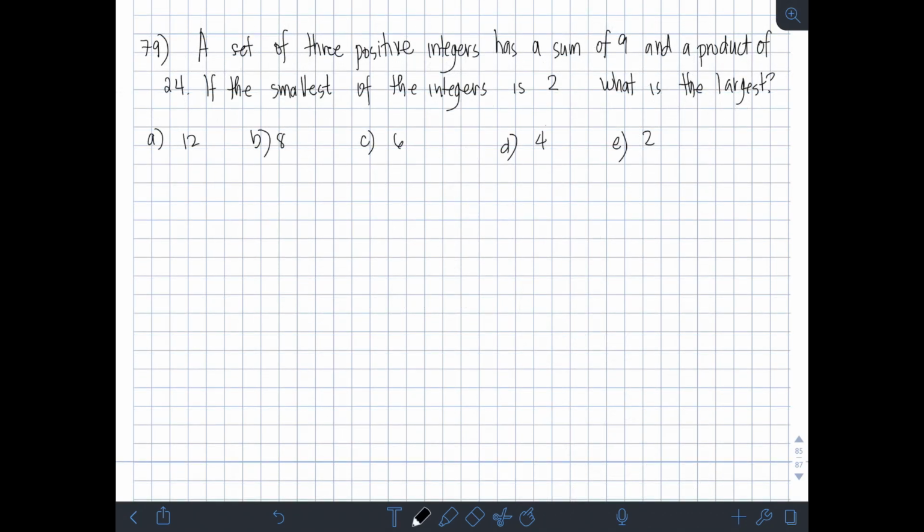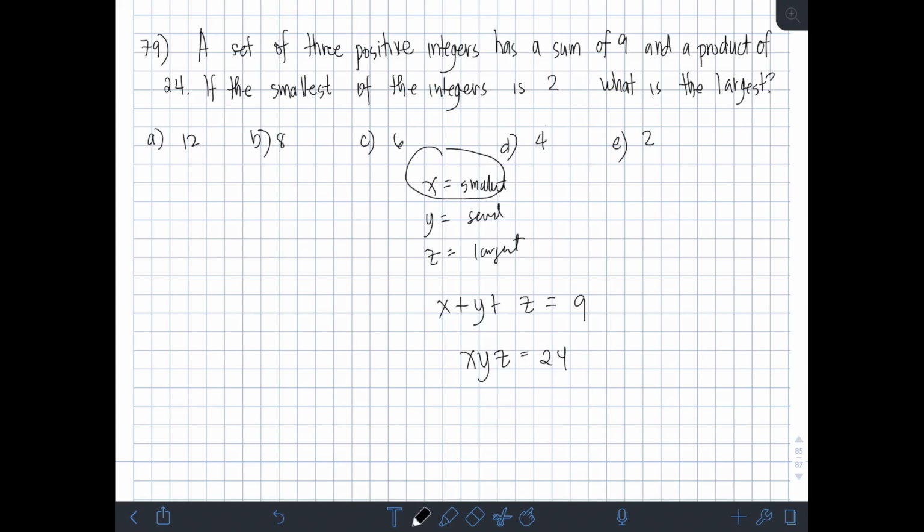Okay? Next, we have a set of 3 positive integers has a sum of 9 and a product of 24. If the smallest of the integers is 2, what is the largest? Okay, so let's say meron tayong 3 integers. Let's say x is the smallest, y is the second, and z is the largest. So, bubuo tayong equation. So, sum daw nila is 9. So, x plus y plus z is 9. And then, yung product nila is 24. X times y times z is 24.